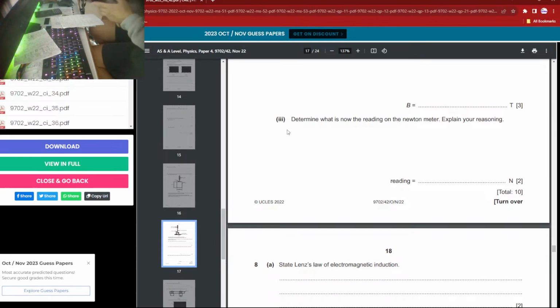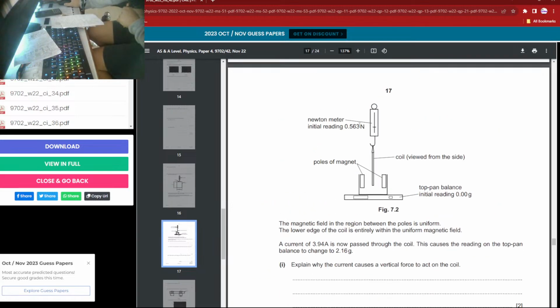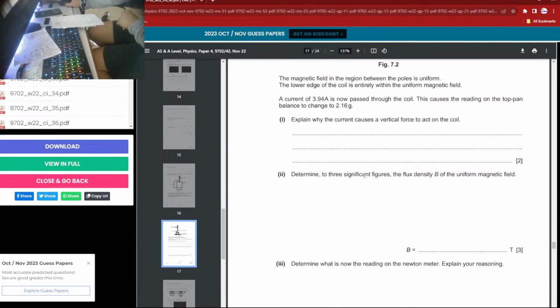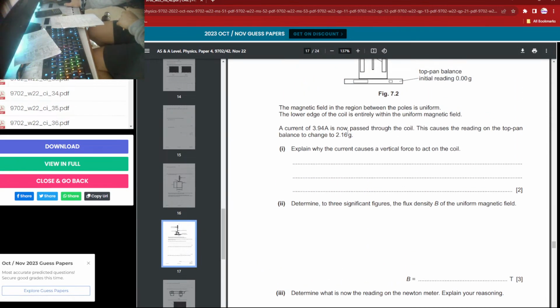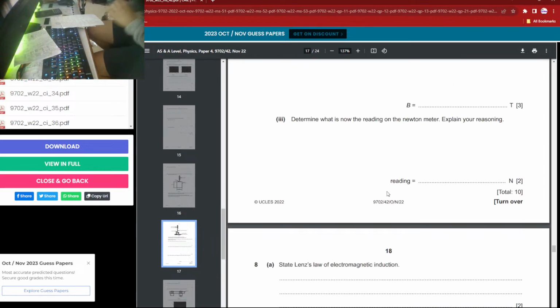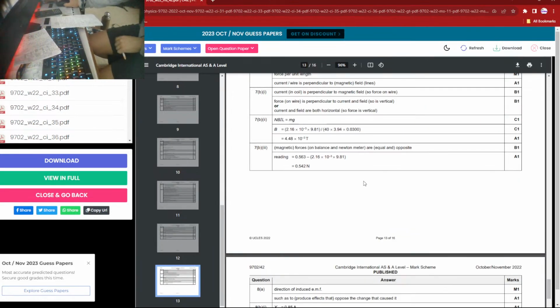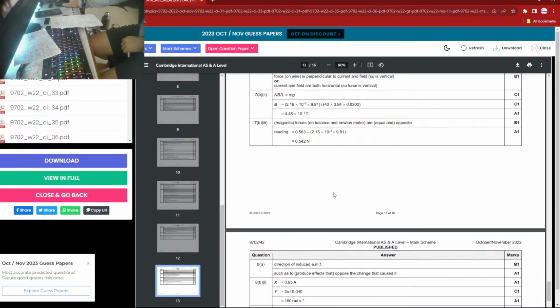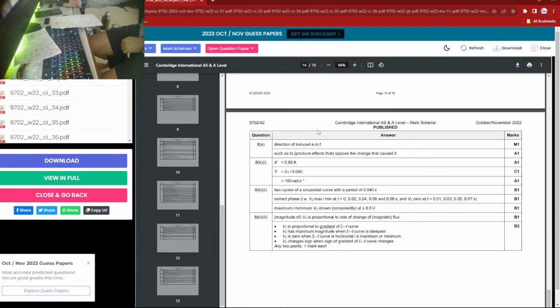Okay, so like just now, since it's pointing up, then you will know that the force is pushing it up, therefore you have a minus here, so it's the weight of this one. So it's 2.16 times 10 to the power of -3 times 9.81, minus what I just said just now, and you would get 0.542. And your answer would be, because the force is upwards, magnetic force on balance and Newton meter are equal and opposite. Direction of induced EMF such as to produce effects that oppose the change is Lenz's law.